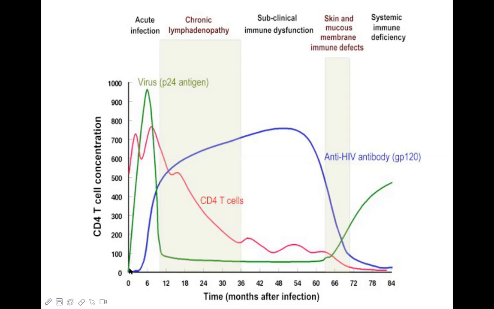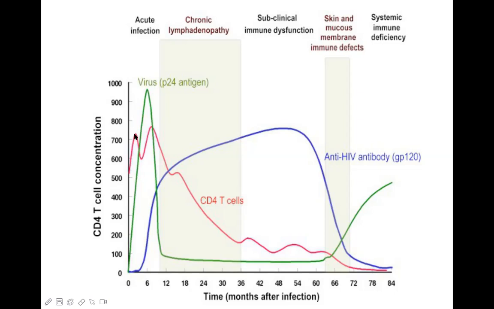Start to rise very early after the infection. So even in the phase of acute infection, this P24 is detectable. So if facilities are available, we can go for P24 detection for the early diagnosis of HIV infection. Now, let's focus on the red graph or red line.